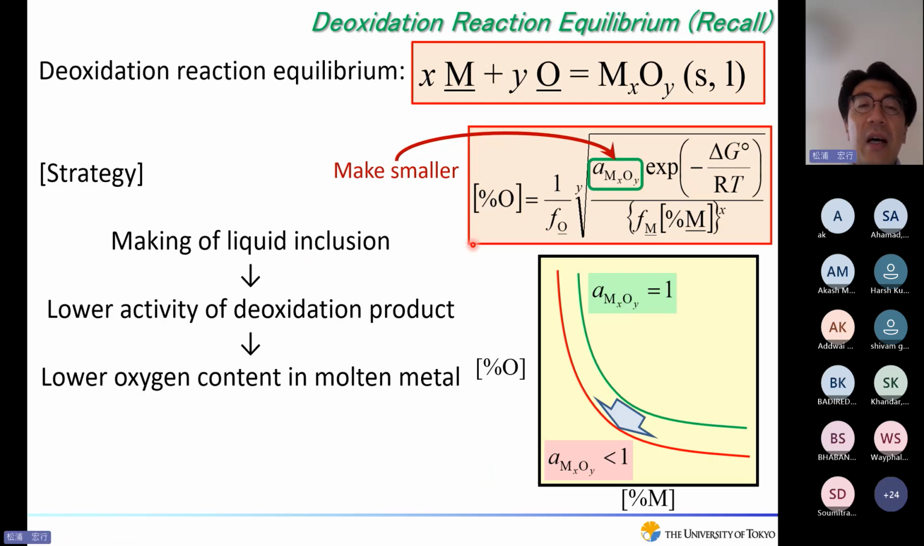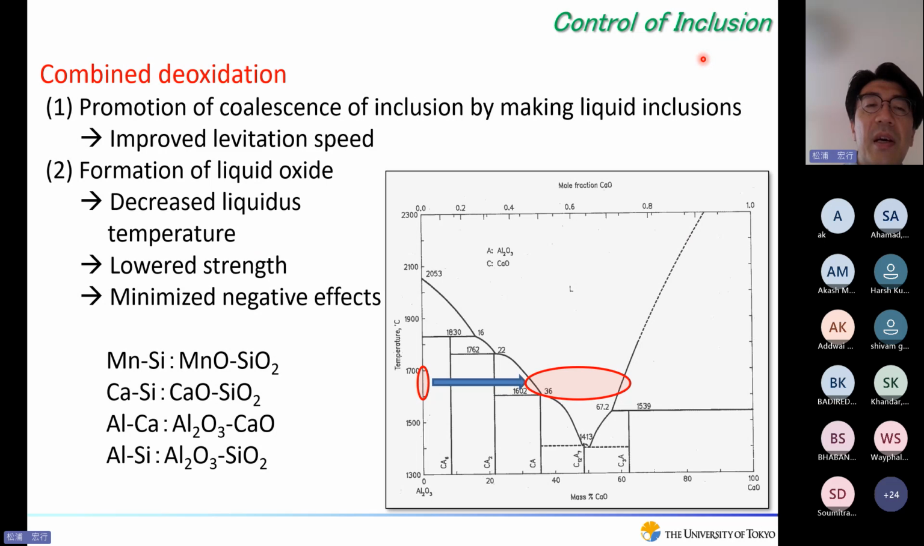Okay, and then as I mentioned, the application of complex deoxidation is like this. So here is one way to achieve the combined deoxidation. As I mentioned, the promotion of coalescence of inclusions might be possible by making liquid inclusions, and then the flotation speed of inclusions may be improved. Or the formation of liquid oxide will decrease the liquidus temperature on one hand, and on the other hand, the activities of constituents are decreased as well. And then you can promote the deoxidation reaction.